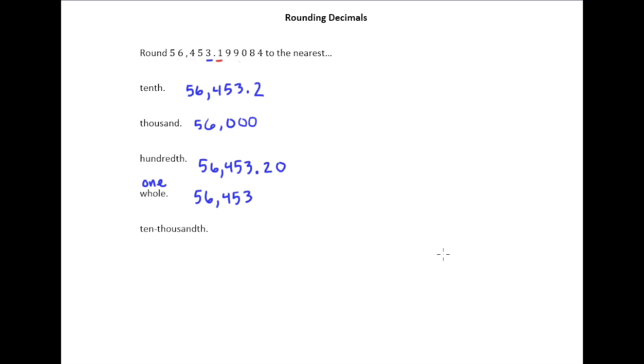And finally, we'll round to the nearest 10,000th. So the 10,000ths place, we understand, is 4 places to the right of the decimal. So because we have tenths, hundredths, thousandths, 10,000ths. So the 0 is my rounding digit, the 8 is my test digit, and since 8's bigger than 5, we're going to bump that 0 up to a 1. So my answer is 56,453.1991.